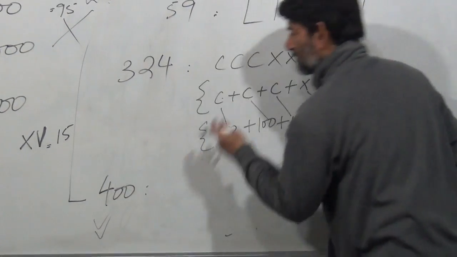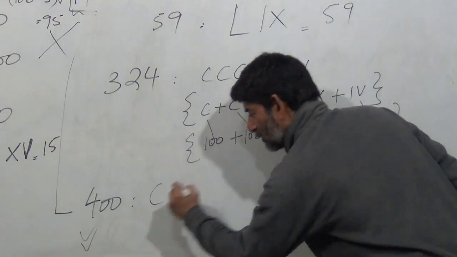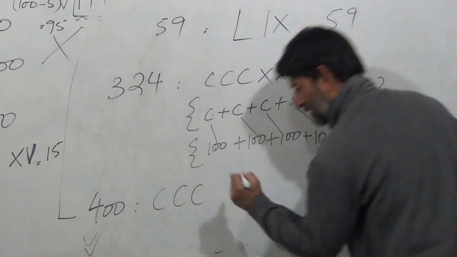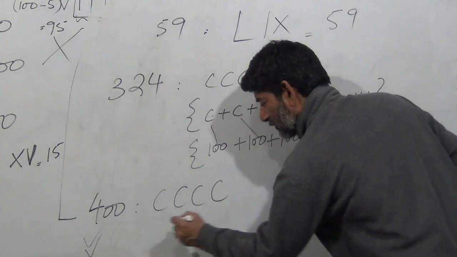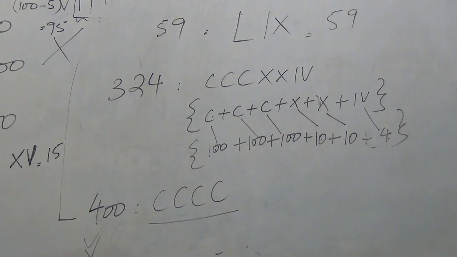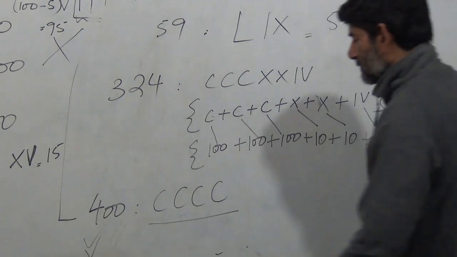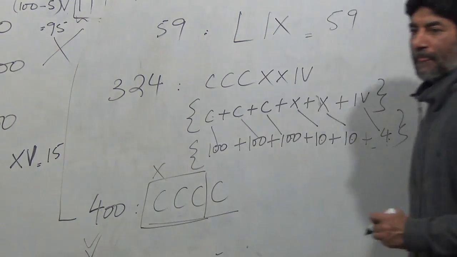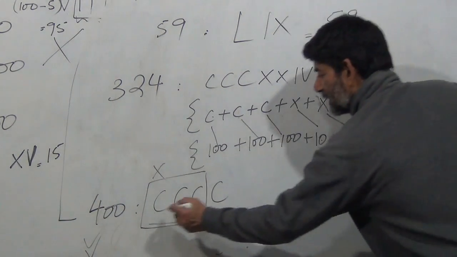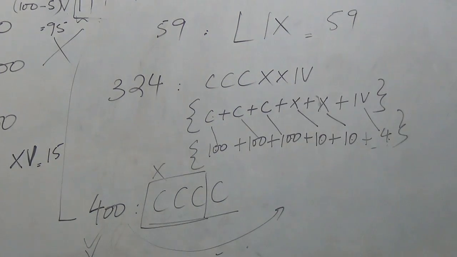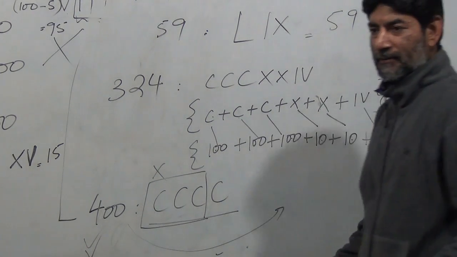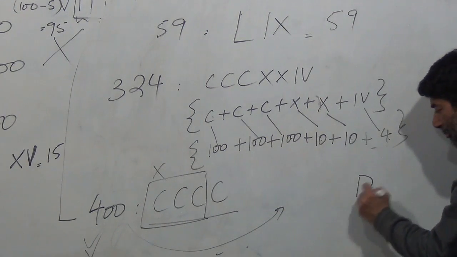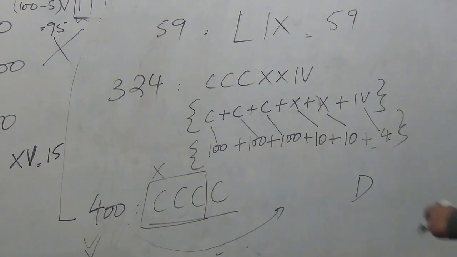I have a symbol for 100. 100 plus 100 is 200, plus 100 is 300, plus 100 is 400. Is that right? Of course not, because the rule of repetition for 3 times has been exceeded. So 400 in that case can be written as 500 minus 100. We know the symbol for 500. We know the symbol for 100.